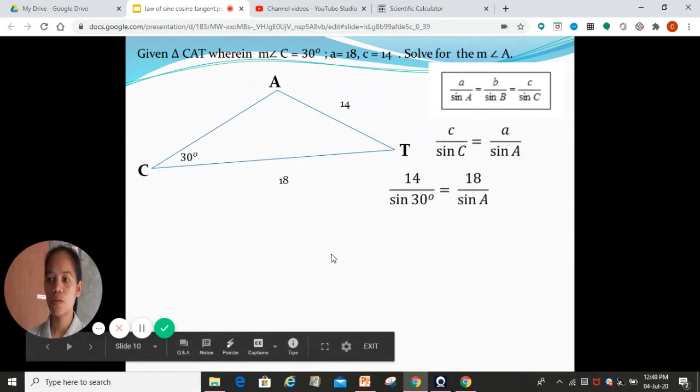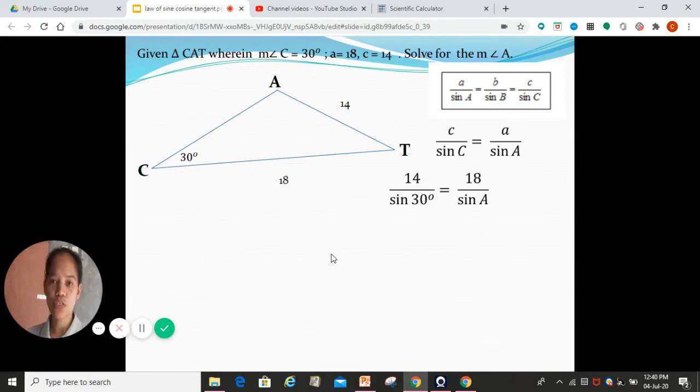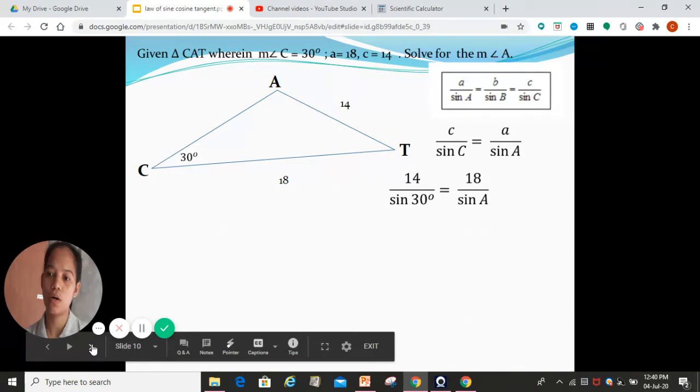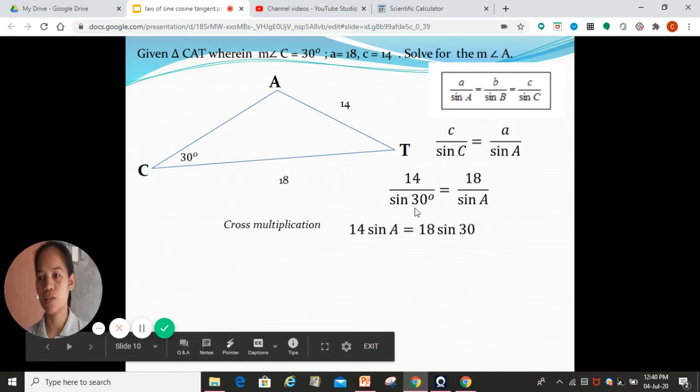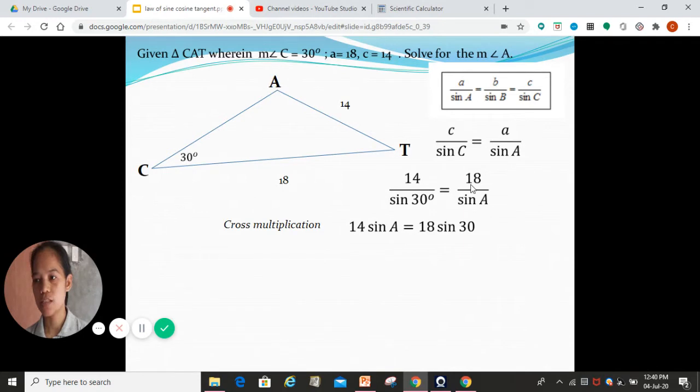So we replace now the values. For side C, we have 14, sine C, so sine 30, equals A is 18 over sine A. We're looking for the measurement of angle A. This is a simple fraction and another simple fraction. Recalling your rational expressions, you can simplify this by applying cross multiplication. When we cross multiply, you'll have 14 times sine A, so 14 sine A, equals 18 times sine 30, 18 sine 30.